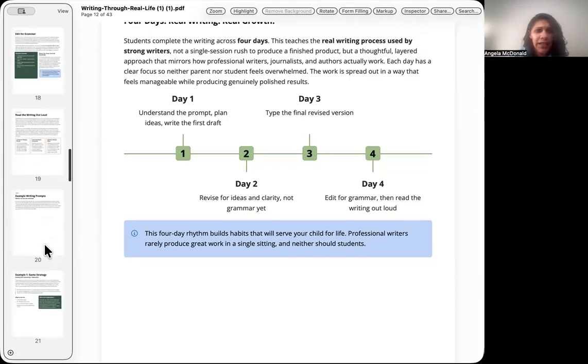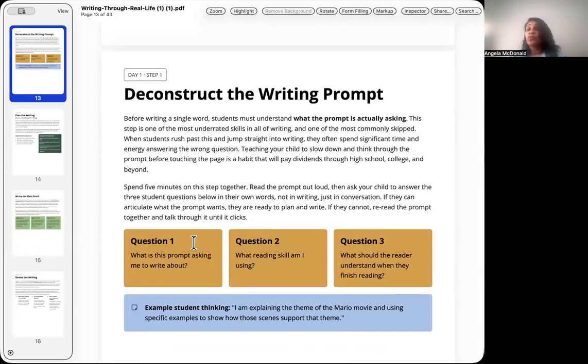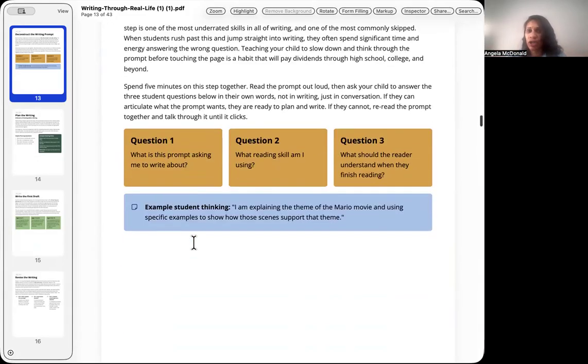If you're one of those people that has a child who struggles and you need to break down the writing prompt, this is how you deconstruct the writing prompt. I have step-by-step instructions and directions on how you can do that if you have a struggling writer.